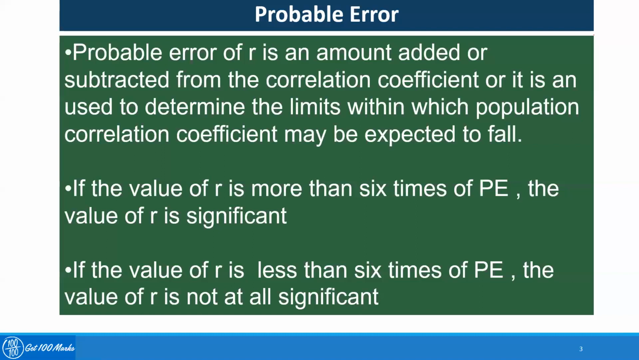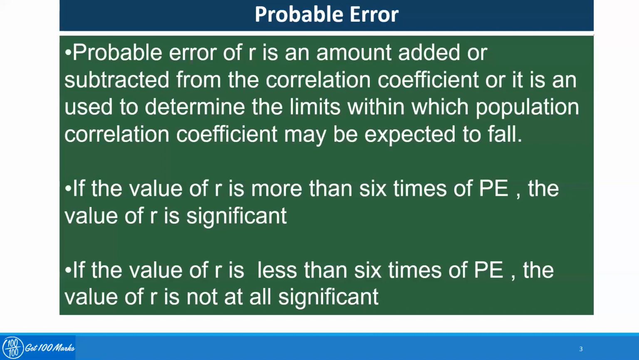So now, from a student's point of view, let's understand how probable error gives you a clue whether the sample correlation is statistically significant or not. First, you find the value of R, calculate P, and compare R with 6 times P. If R is greater than 6 times P, you will say yes, it is statistically significant. If R is not greater than 6 times P, that is, R is less than 6 times P, you will say that the sample correlation coefficient is not statistically significant.